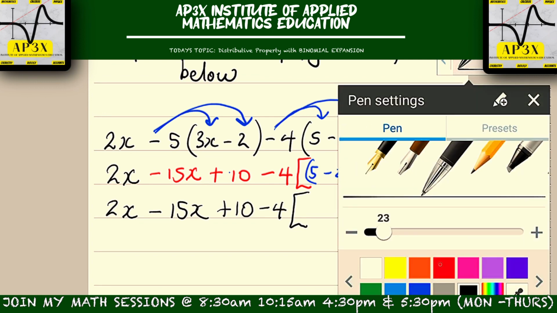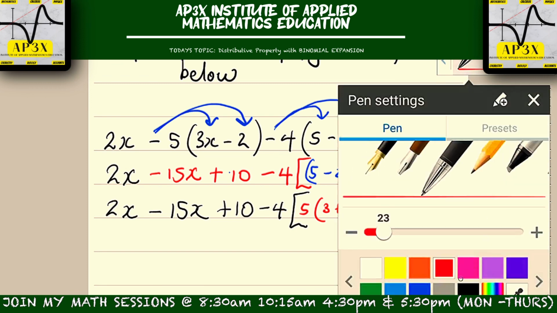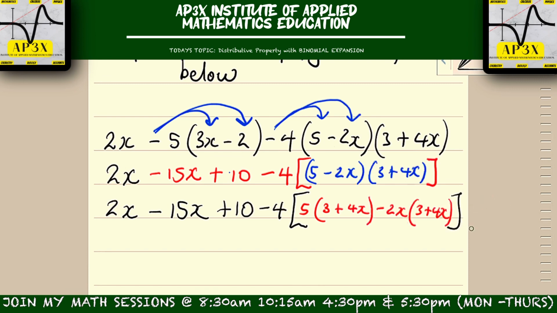Well, you would naturally use what we learned earlier. You take the 5 and you distribute it with the second bracket over here, which is 3 plus 4x. And then, of course, you're going to take the minus 2x and distribute it with the 3 plus 4x again. And then you close here, then you close this big square bracket here. All right? All right, so that is how we're going to be approaching the question then. Let's continue to rewrite.